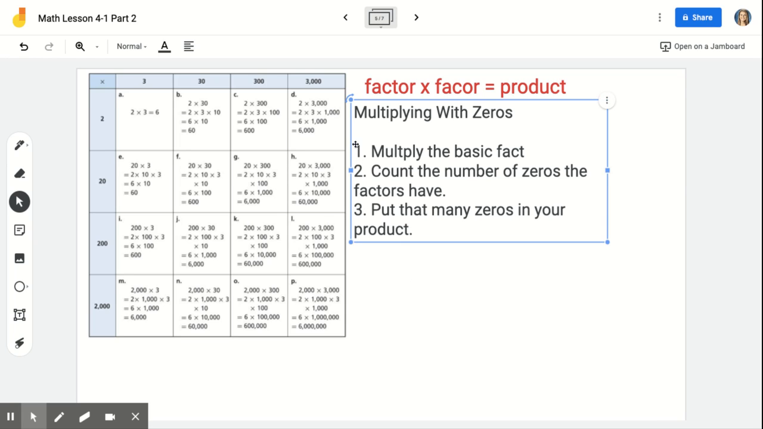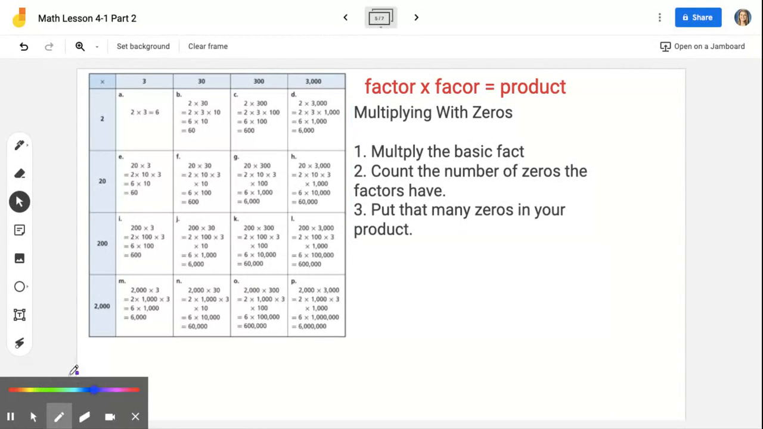So here is the rule that we're going to follow when we're multiplying numbers that have zeros. Again, the vocabulary terms that go along with multiplication sentences is a factor times a factor is equal to a product. And so when you have zeros in the factors, here's what you do. The table on page 118 involves the numbers 2 and 3, and then multiplying them by factors that involve a few different variations with zeros.